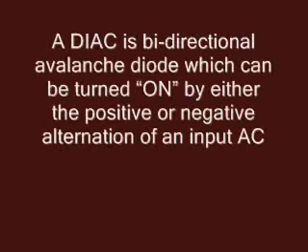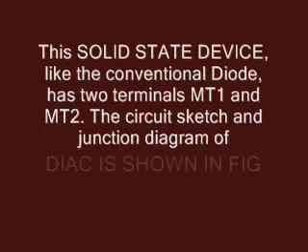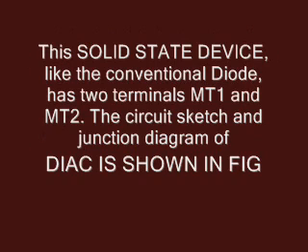A DIAC is a bidirectional avalanche diode which can be turned on by either positive or negative alternation of an input AC. This solid state device, like the conventional diode, has 2 terminals, MT1 and MT2. The circuit sketch and junction diagram of DIAC is shown in figure.